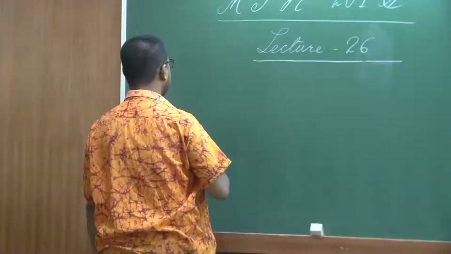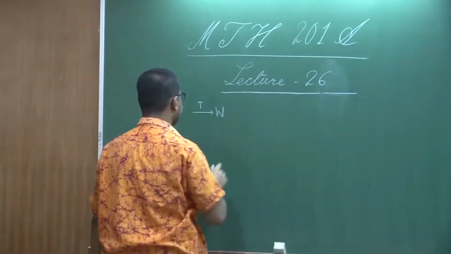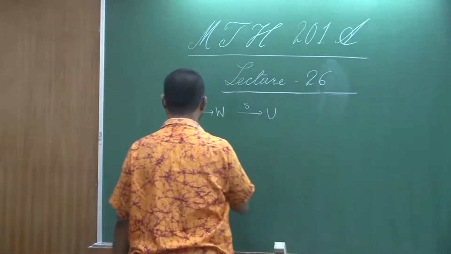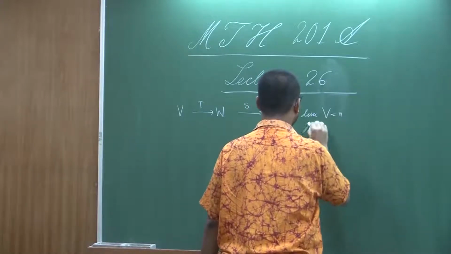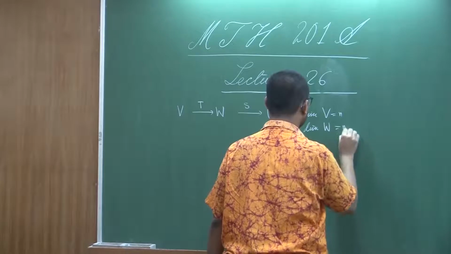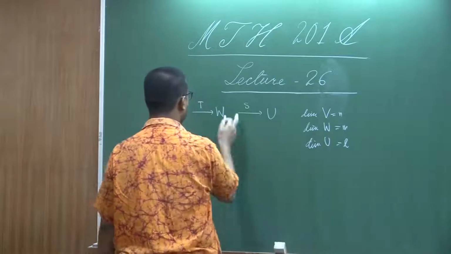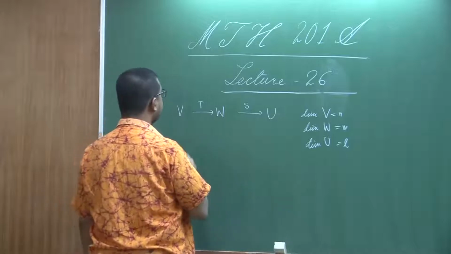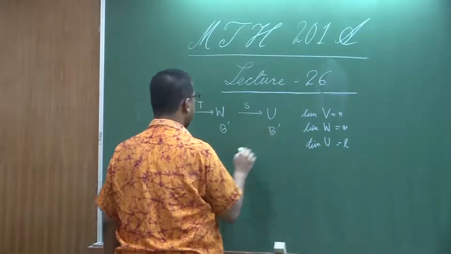Recall from the last lecture that we investigated the following. Suppose I have two finite dimensional vector spaces V and W and another finite dimensional vector space U. Suppose the dimension of V is n, dimension of W is m, dimension of U is L, and T is a linear map from V to W, and S is a linear map from W to U. Take ordered bases B, B prime and B double prime.